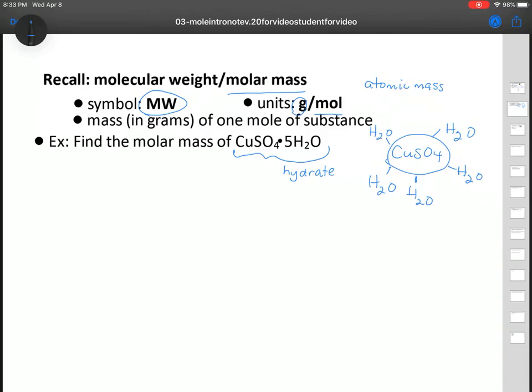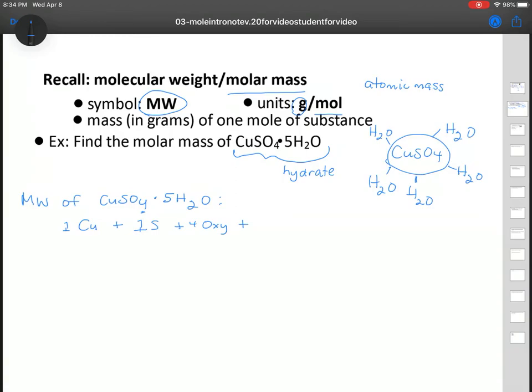It actually doesn't really matter. Okay, so for now, I won't worry too much about rounding. So when you're doing the molar mass of a hydrate, then really what you're doing is you have the mass of 1 copper, plus the mass of 1 sulfur, plus the mass of 4 oxygens. I'm going to write "oxy" so it doesn't look like a 40.